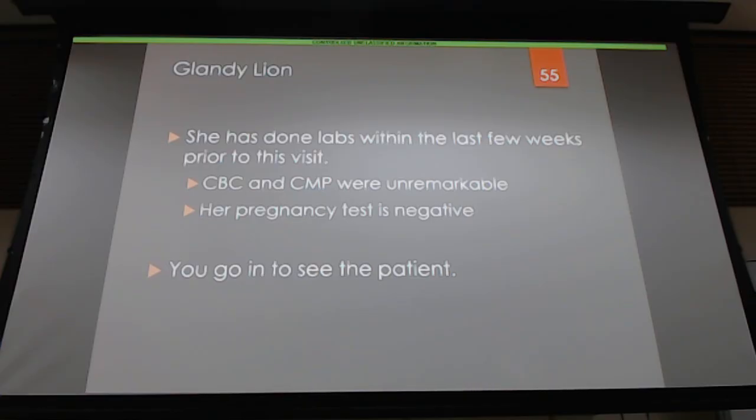She has done labs within a few weeks prior to her visit, and the CBC and CMP were unremarkable. Her pregnancy test is negative, and you go see the patient.